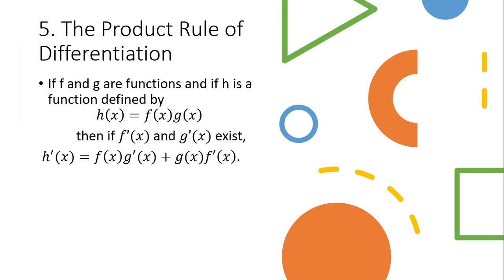Number 5, the product rule of differentiation. Ano ang sinasabi niya? If f and g are functions, and if h is a function defined by h of x is equal to f of x times g of x, then if f prime of x and g prime of x exist, h prime of x is equal to the sum. Okay? F of x times g prime of x and g of x times f prime of x.